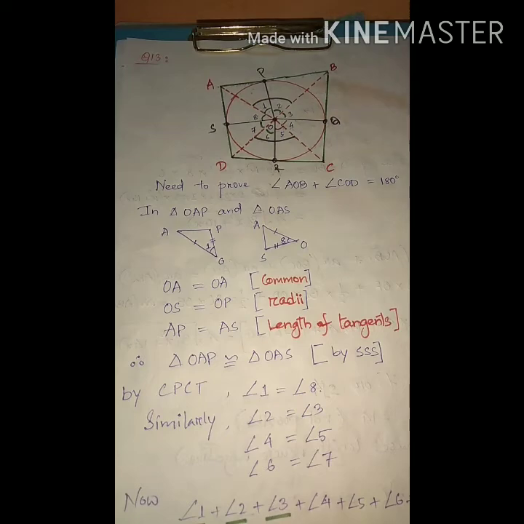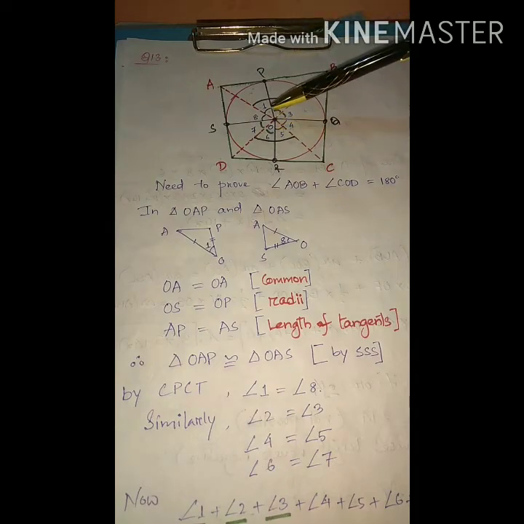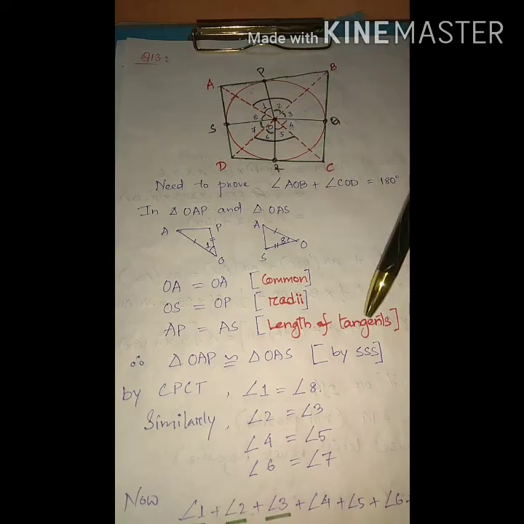Now in these two triangles, if you see, OA is common. So that's why OA equal to OA, common, is written here. Similarly here, OS and OP. These two are what? The radii. So that's why we write equal radii here. And the last point is what? If A is the external point, then the lengths of tangents AS and AP, because P and S are the points of contact, are equal. So that's why we write here AS is equal to AP. So that's why we have written length of tangents.